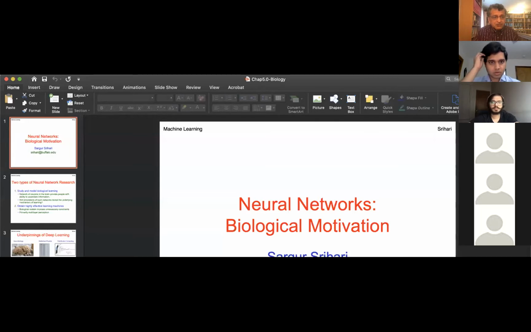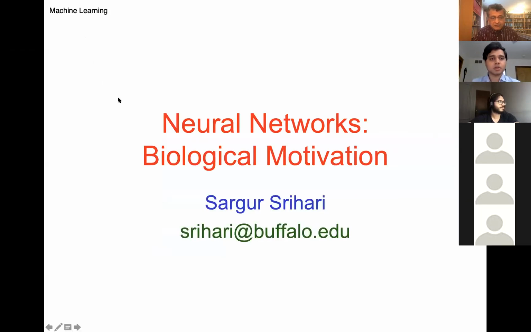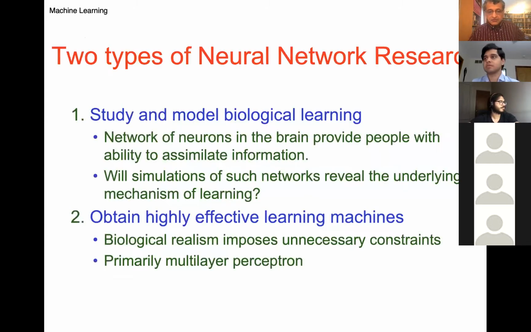All right, I'll go over these slides a bit fast. There is really no math involved or anything here. It's just a descriptive thing, and I've already told you what it is. So we begin by saying there are two types of neural network research.